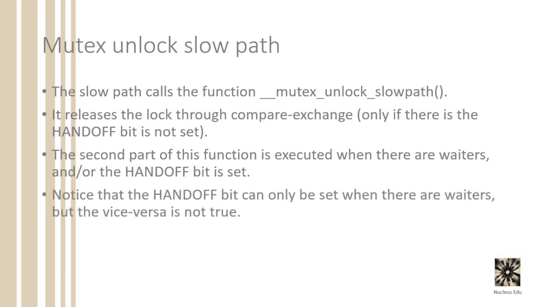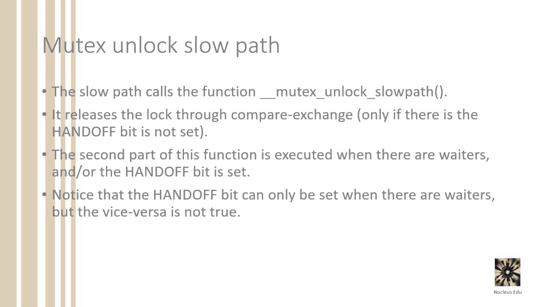So one thing to note here is that a handoff bit can only be set when there are waiters, but the vice versa is not true. What it means is that if you remember our third step in the mutex lock slow path, the task first adds itself to the wait list, and then it sets the handoff bit. That means there is a time window in between where there can be a task in the wait list, but the handoff bit is not set. What that means is that there could be waiters in the waiting list, but the handoff bit is not set.